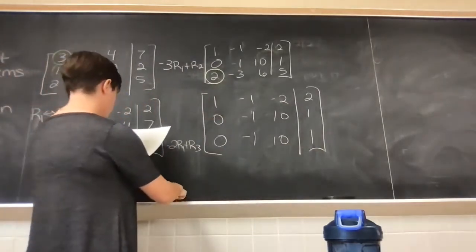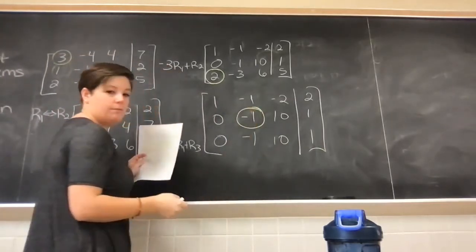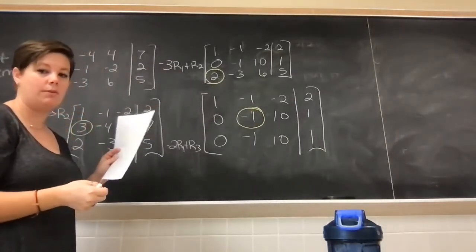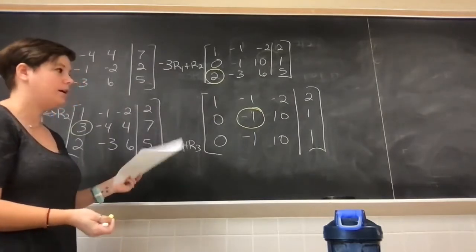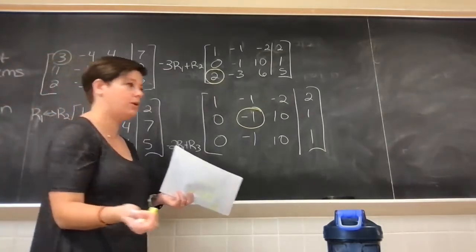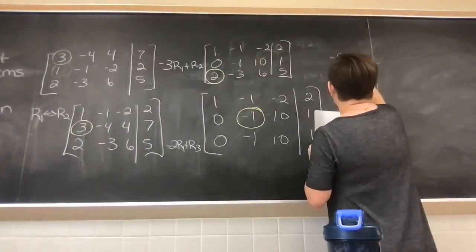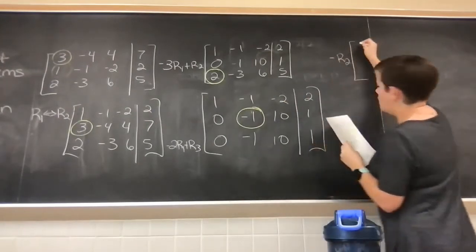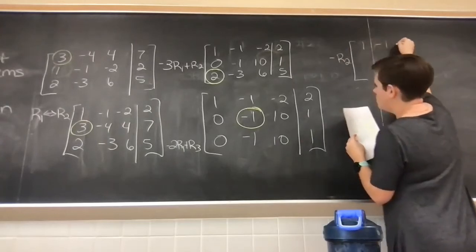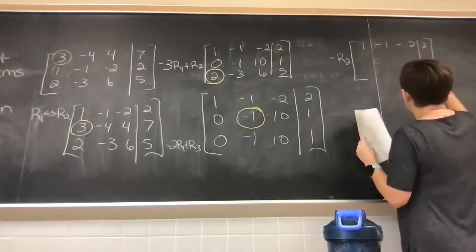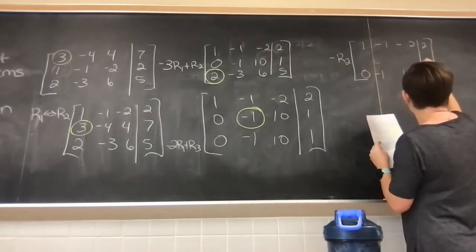Okay. So the next step is I need to get this to be a 1. Remember, when I want something to become a 1, I'm going to think about what can I multiply it by to get to a 1. So what do I multiply -1 by in order to get a +1? Well, I multiply it by a -1. That means I'll have a -R2, and my top row stays the same and my bottom row stays the same. So 1, -1, -2, and 2, 0, -1, 10, and 1.